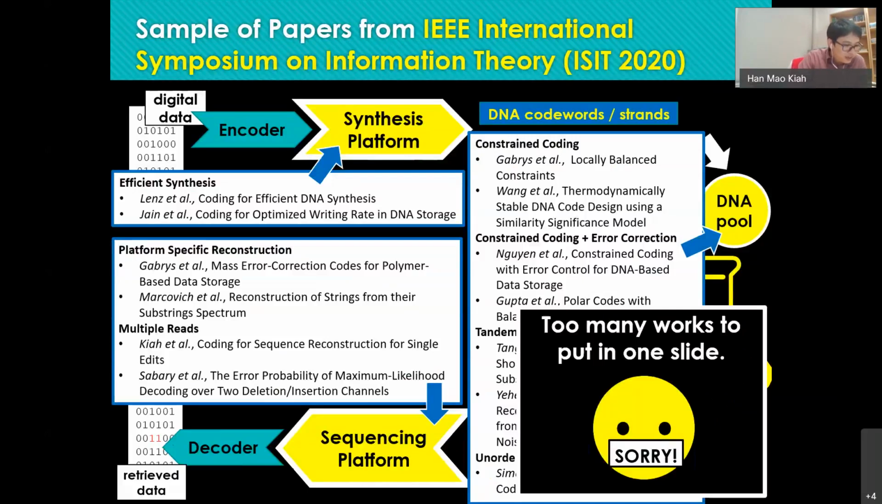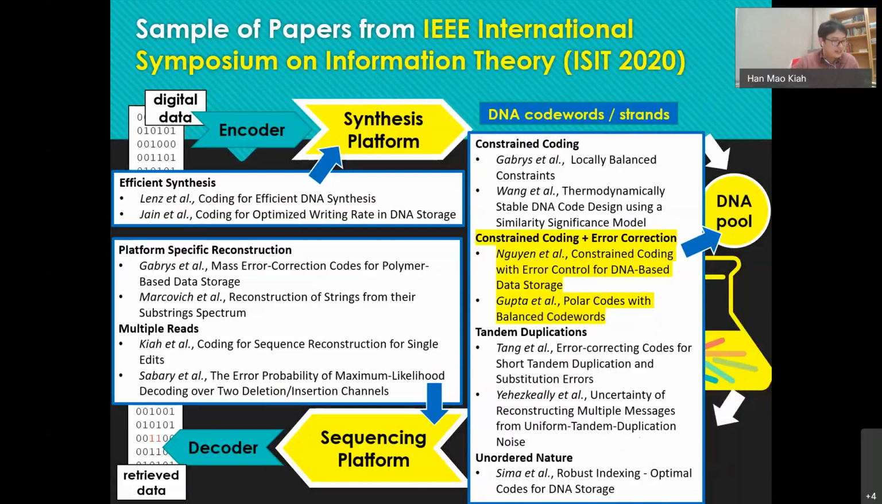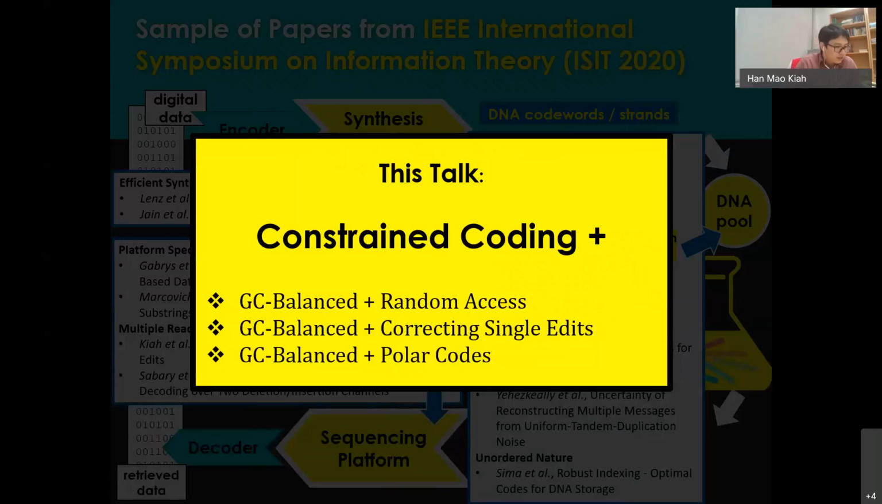Now, not only can I not fit all the results in one slide, I also cannot fit everything into one talk. So for today, we'll focus on one aspect, or rather a few papers that center around this notion of constraint coding plus. Specifically, we're going to look at this constraint called the GC balance constraint and equip it with other capabilities like random access and error correction. So what does this GC balance mean?